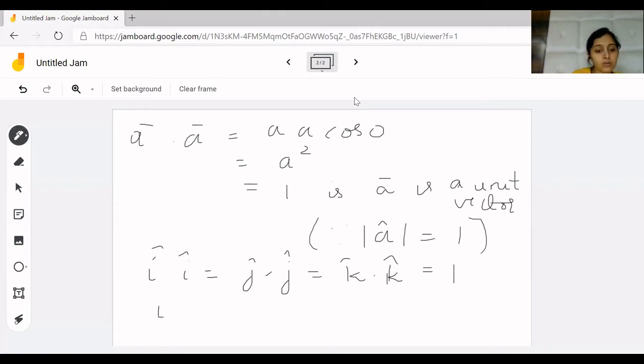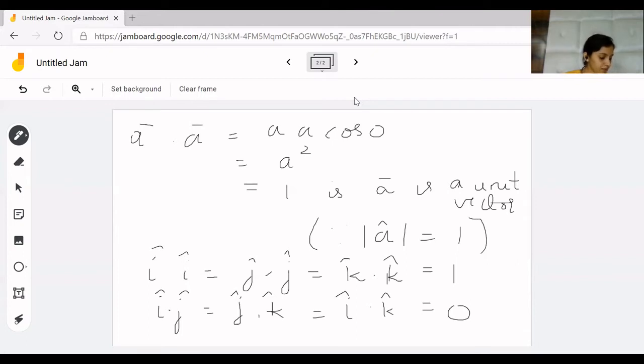Also, similar unit vectors when multiplied, the answer is 1. Now if I have i dot j, i and j are perpendicular to each other. Also j dot k are perpendicular to each other, and i dot k are perpendicular to each other. That means theta is 90. When theta is 90, the dot product is 0. These are important properties while we are solving scalar products.